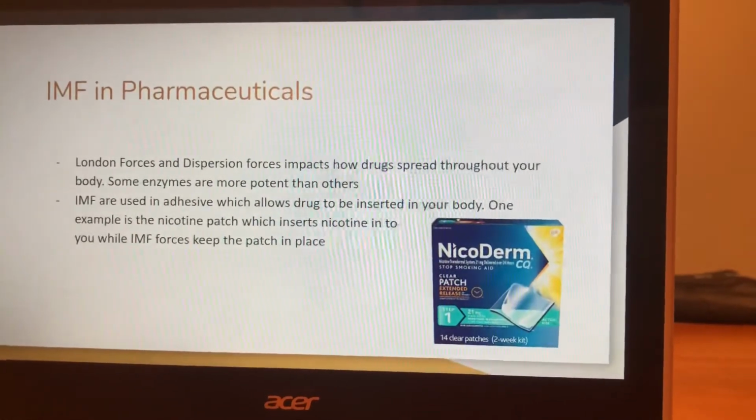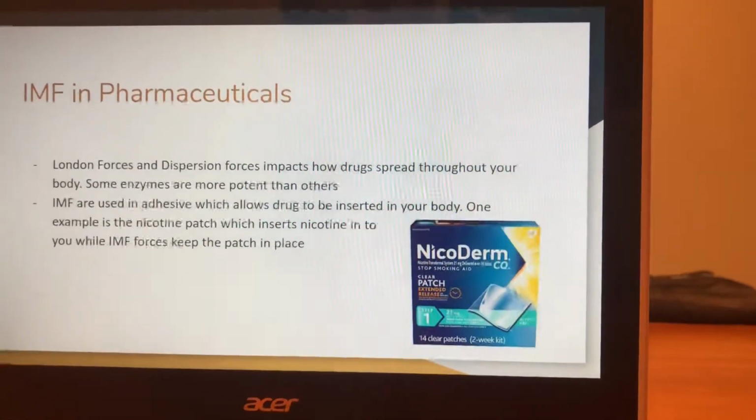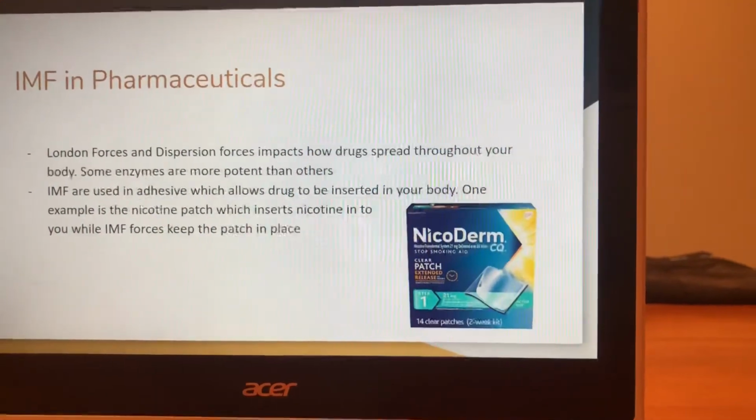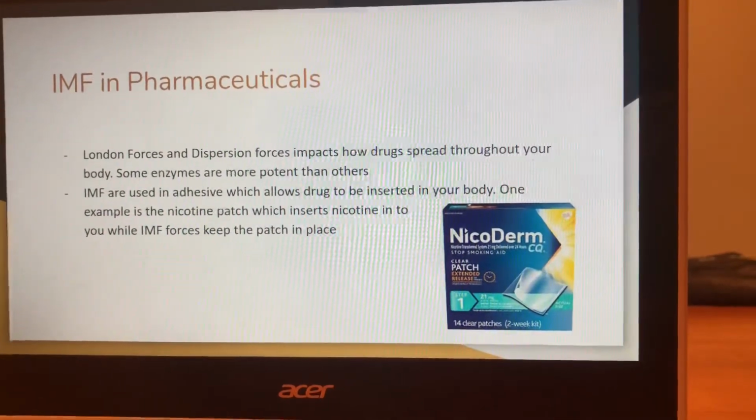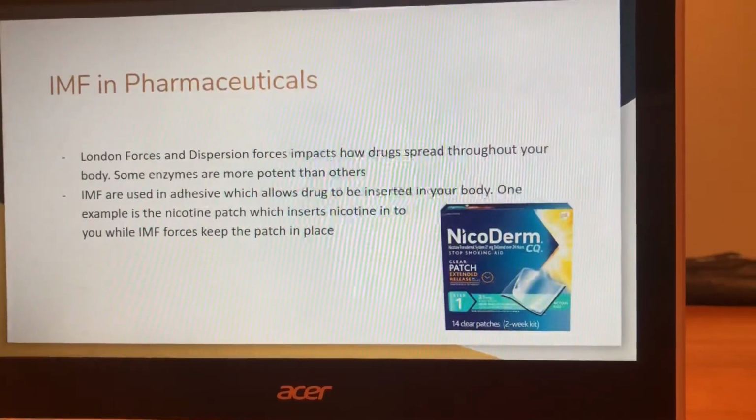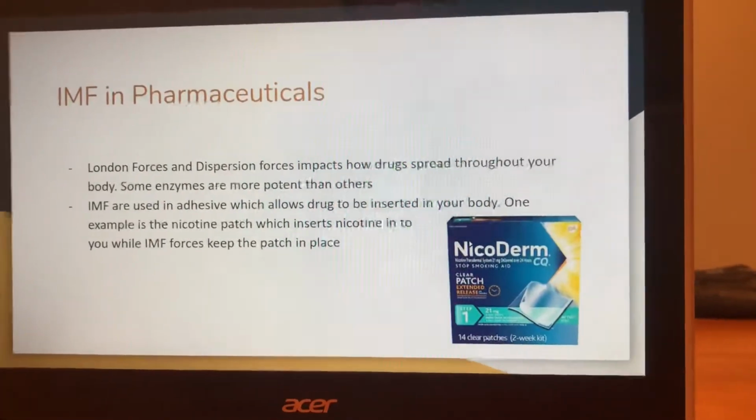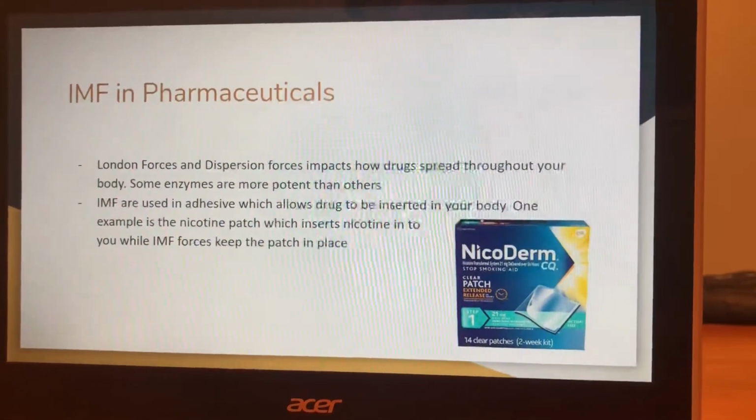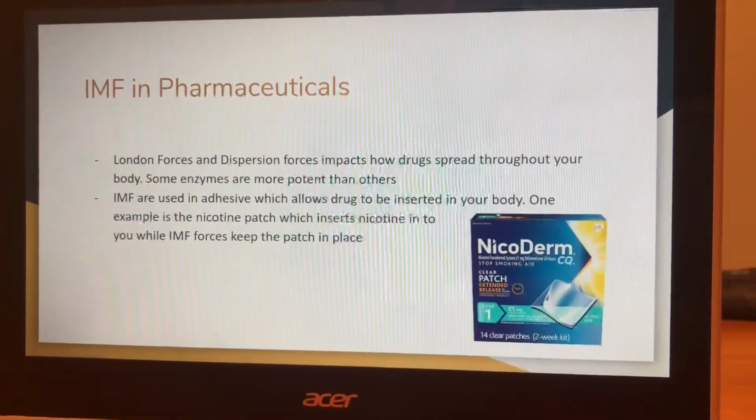And IMF in pharmaceuticals. Intermolecular forces play a pretty big role in there. London dispersion forces impact how drugs spread throughout your body. And some enzymes are more potent than the others. Some enzymes may be able to spread more quickly and at a greater potency than other enzymes. And these two forces go in determining the result as it spreads through your body.